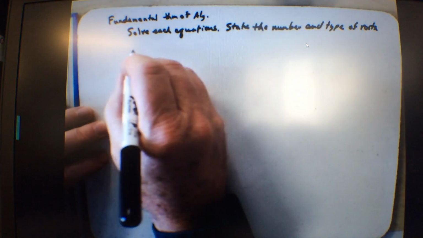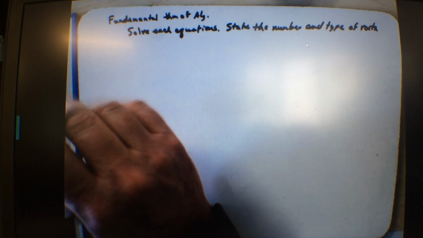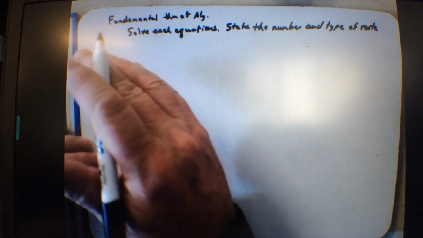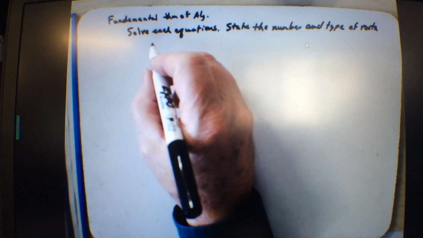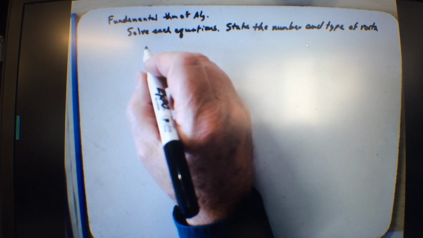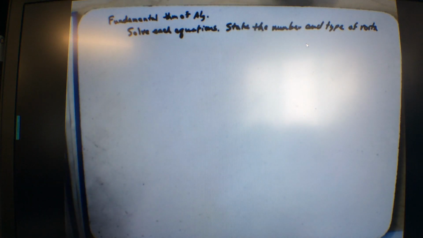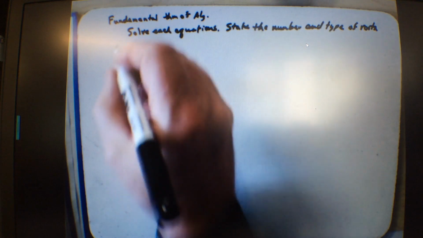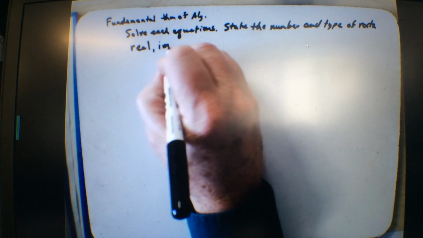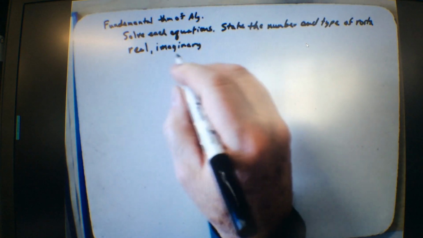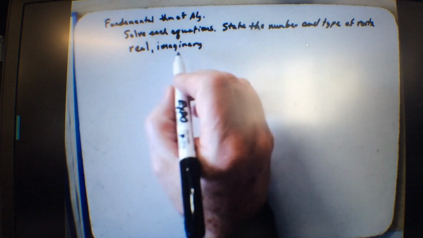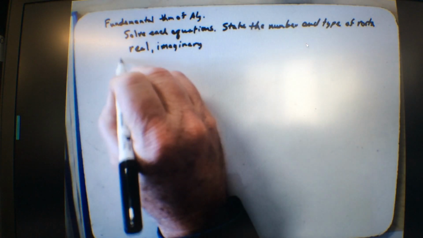Now, pay attention here, I'm going to give you the roots, the nature of the roots, okay? So when it says the number, it's like, how many roots? 2, 3, 4, whatever. Here's your possible choices: real, imaginary, which includes i, and that is it. So you either got real or imaginary. Here's your examples.